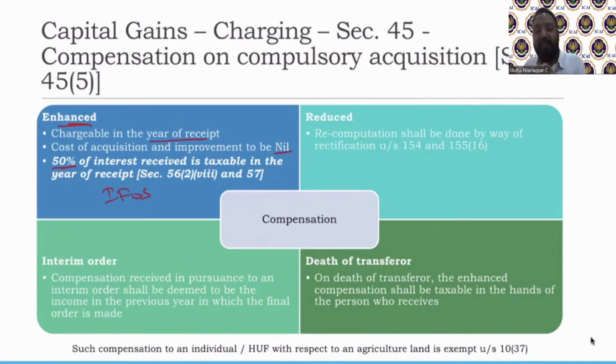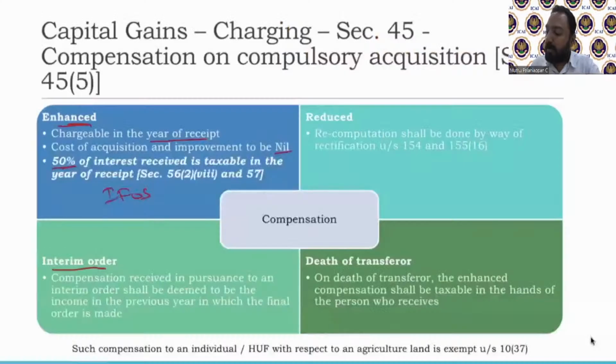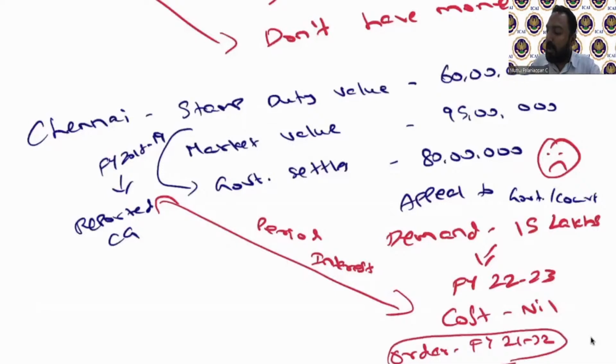Now we said in the year of receipt, correct? But there's a small twist here. What if there is an interim order? We said financial year 22-23. What if the order passed was in financial year 21-22? Once an order was passed, compensation may be received as a possible interim order. So now there is an order. In that case, it will be taxable in the year in which the order is made. So now the order is made in financial year 21-22. That is the year of taxability, not the year of receipt. Why? Again, because now you know how much is going to be taxable.